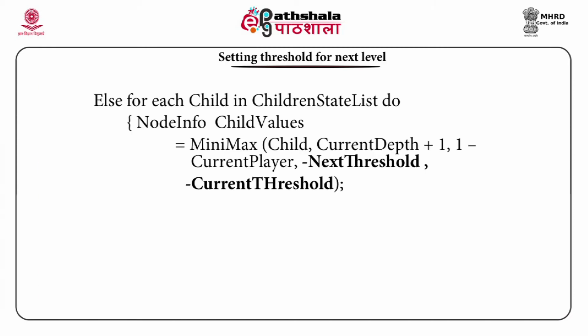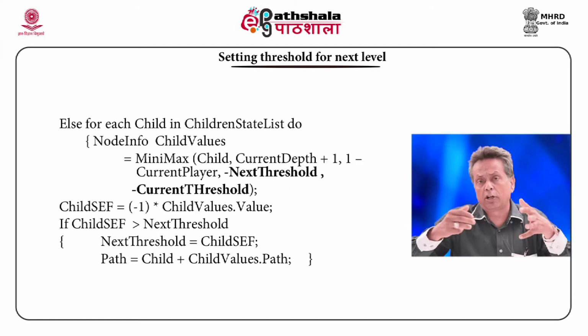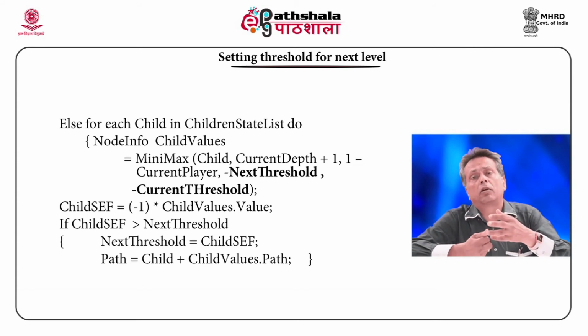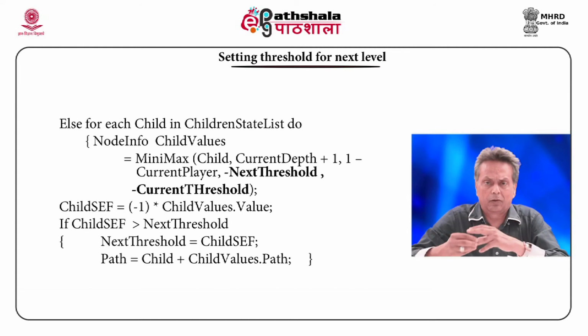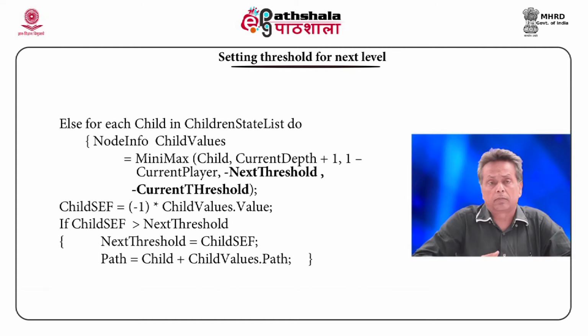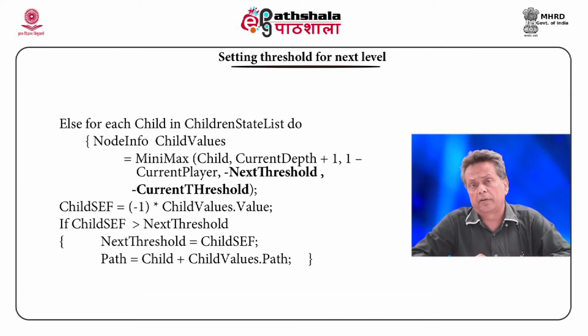The remaining part of the algorithm is a bit different. Otherwise, for every child we'll have to call this algorithm. Remember, that is what we were doing earlier. We are calling the same algorithm and getting the value back and then passing it up. This is precisely what we are supposed to do. So we are again calling the algorithm, and the algorithm again returns a node info object the same way we have done before.